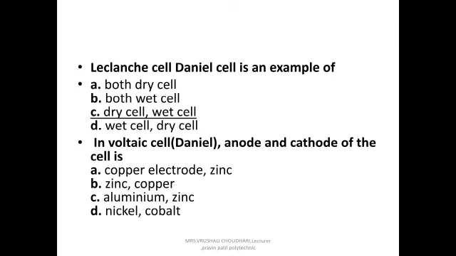In a voltaic cell or the Daniell cell, the anode and cathode are made up of which? Copper electrode zinc, zinc copper, aluminum zinc, nickel zinc. The answer is copper electrode and zinc.